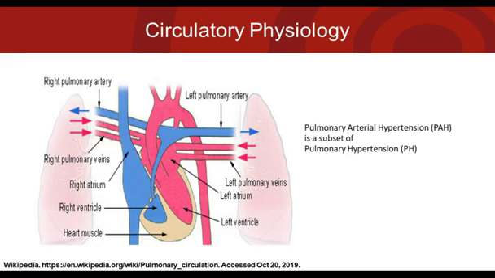So pulmonary hypertension is anything that raises blood pressure in the pulmonary artery. Pulmonary arterial hypertension is generally anything that actually causes the pulmonary artery to hypertrophy and to cause that blood pressure problem by itself. It is a primary issue in the pulmonary artery. So PAH is a subset of PH.